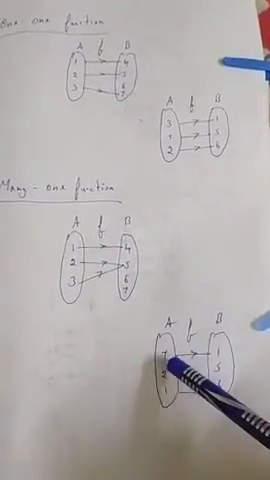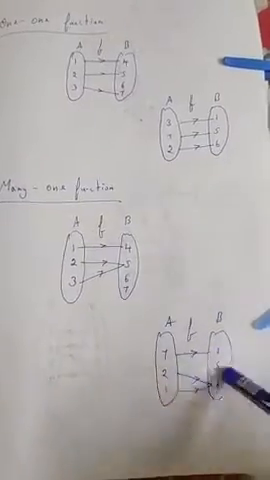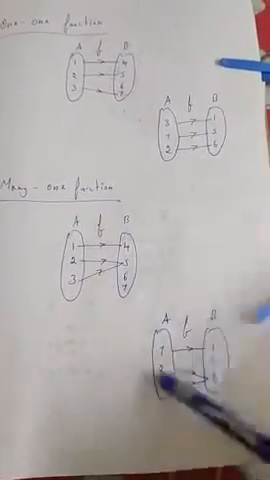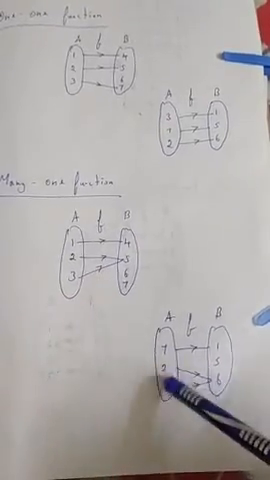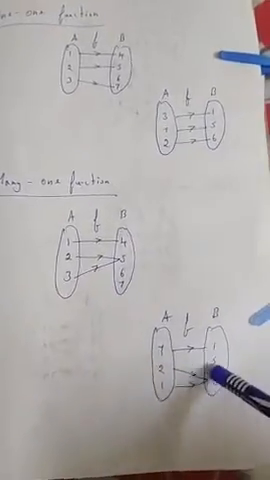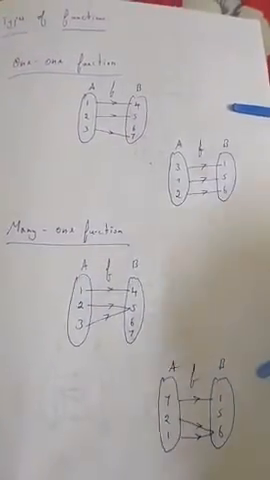Here also we have the same one. 7 has an image, 2 has an image, 1 has an image. 7 has only one image, 2 has only one image, 1 has only one image. So it is a function. And we have the common image for 2 and 1, that is 6. Therefore it is a many-to-one function. So this is the difference between one-to-one and many-to-one.